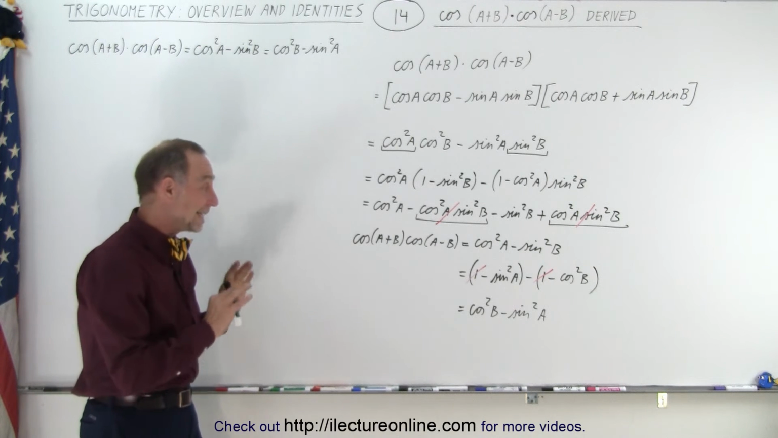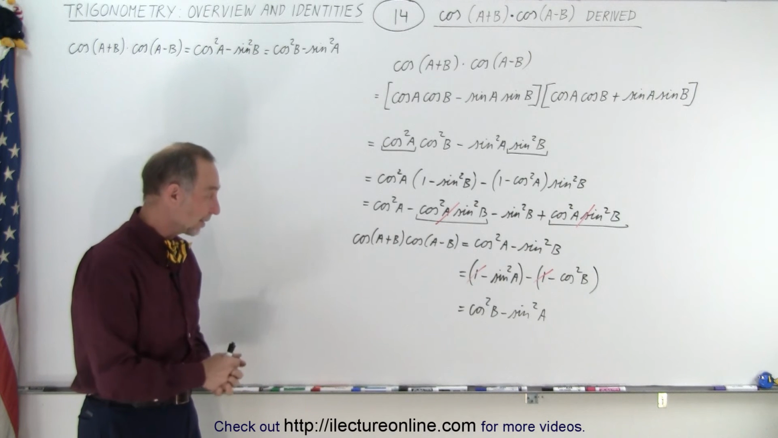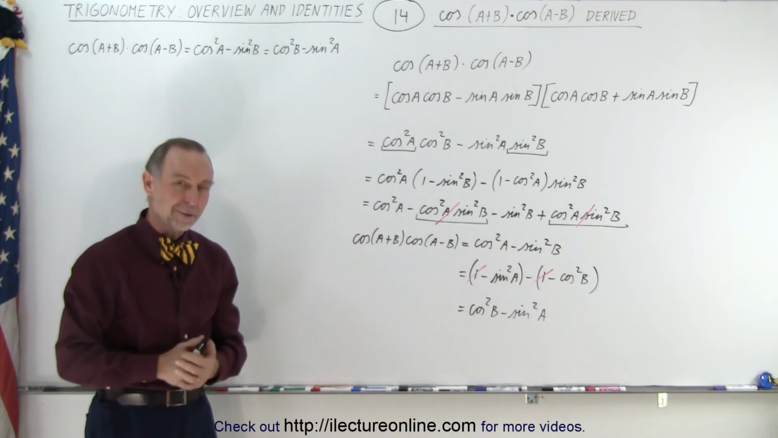And you can see that it's really easy to make mistakes because it gets confusing after a while, cosine, sine, and so forth. You've got to really pay attention. Otherwise, you can easily make a mistake with these, and that is how it's done.